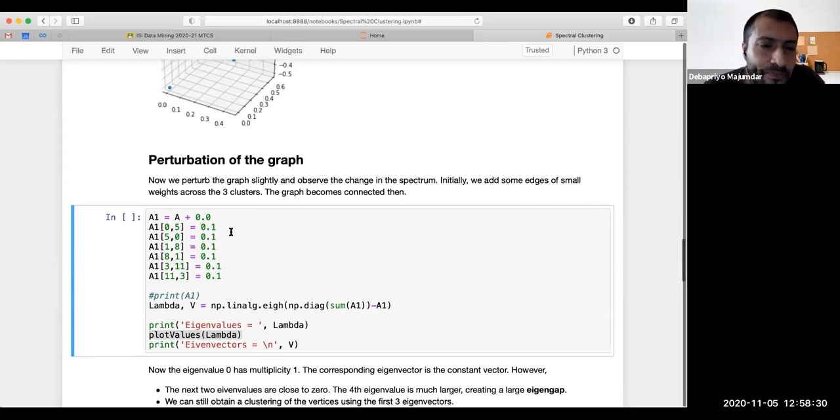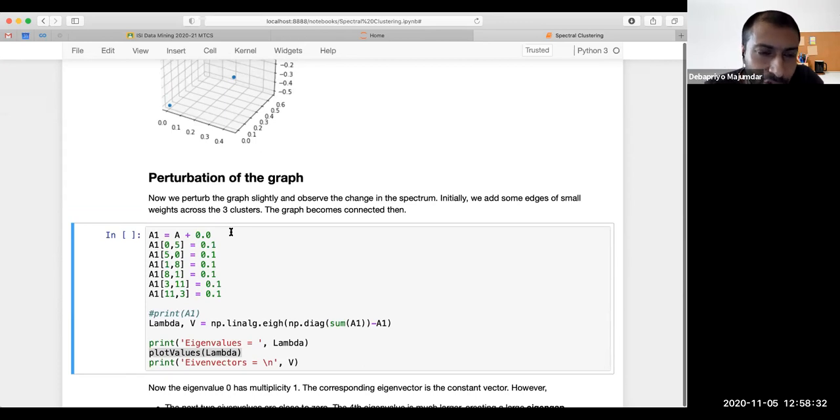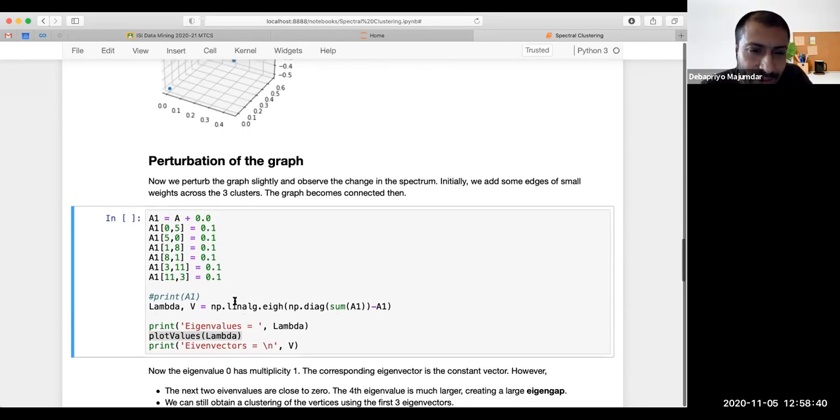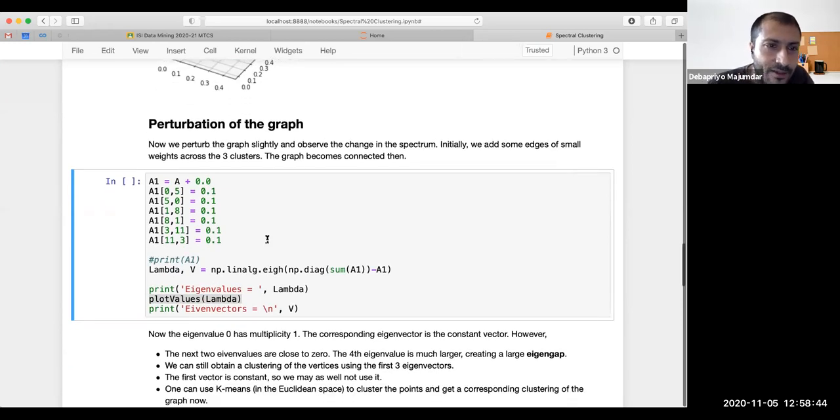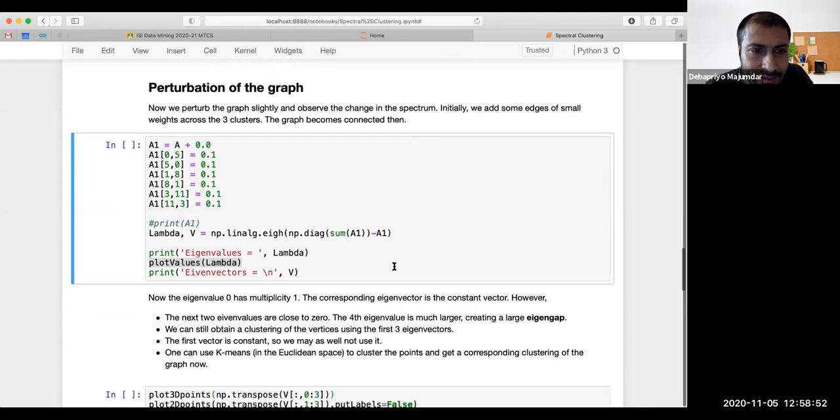Of course, I started with a graph with all weights equal to 1. Let's only perturb it a little bit, and these edges are just 0.1. Let's see what happens, and then we can think about a little bit more real perturbation. If we do that and then do again an eigenvalue decomposition using this A1 matrix, let's see what happens.